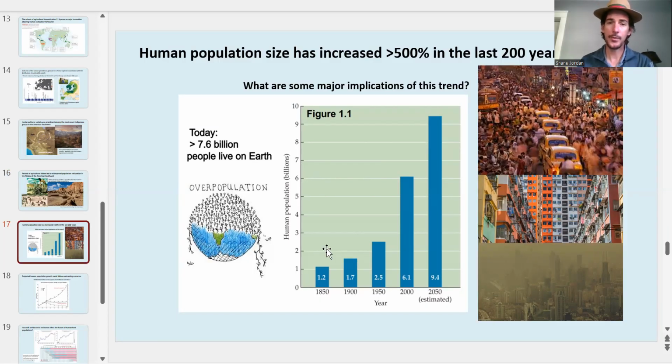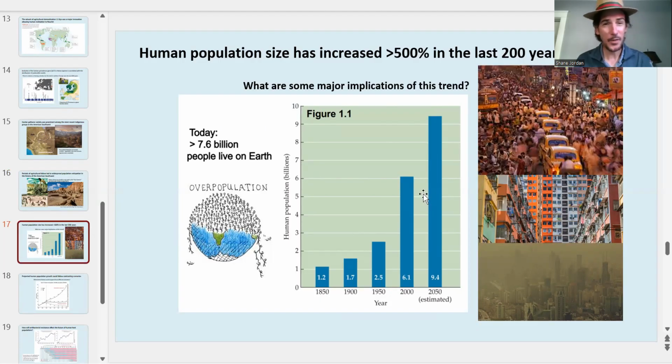And we can look at real data that takes a look at censuses of human population size going back to the middle 19th century to the sort of present time. And we can see that human population size has increased more than 500% in the last 200 years. We've gone from having 1.2 billion people in the world during the middle 19th century to closer to 8 billion people living on the planet today.